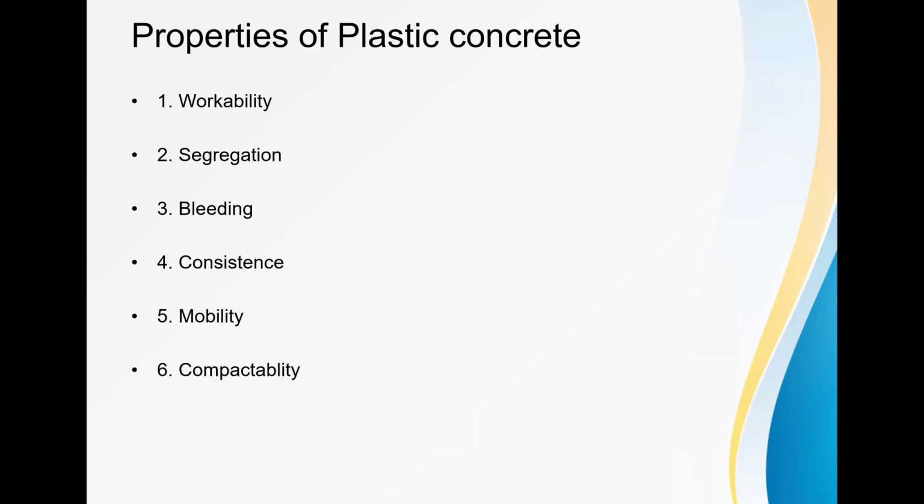Okay, what are the properties of plastic concrete? I told you that plastic concrete is nothing but green concrete or wet concrete. Then what are the properties? It should have good workability in nature, it should not have any segregation during placing, it should not possess any bleeding, and it should have very good consistency. It should have very good mobility and also very good compactability. These are the 6 properties of plastic concrete that we are going to study.